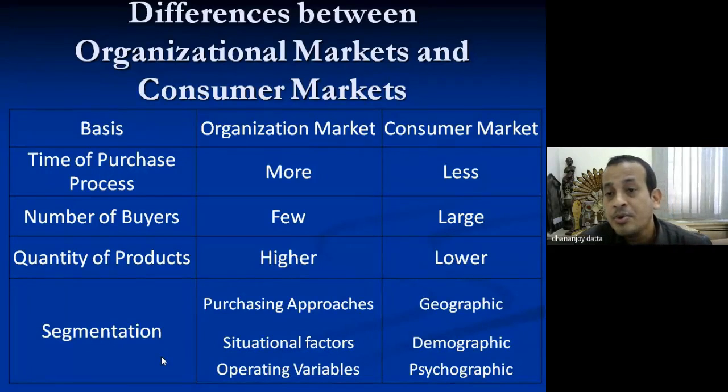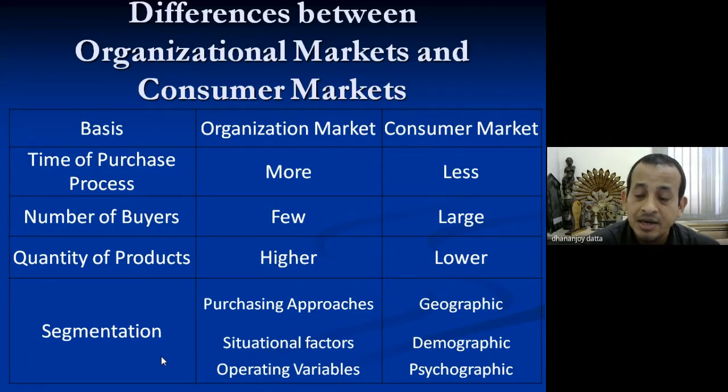Now in the case of the consumer market, the segmentation bases are different. These are geographic, demographic and psychographic. Based on the geographic location, consumers may purchase products. Geographic location means, if you talk about India, in Jammu and Kashmir, most of the time the climatic conditions are different from the other parts of India.